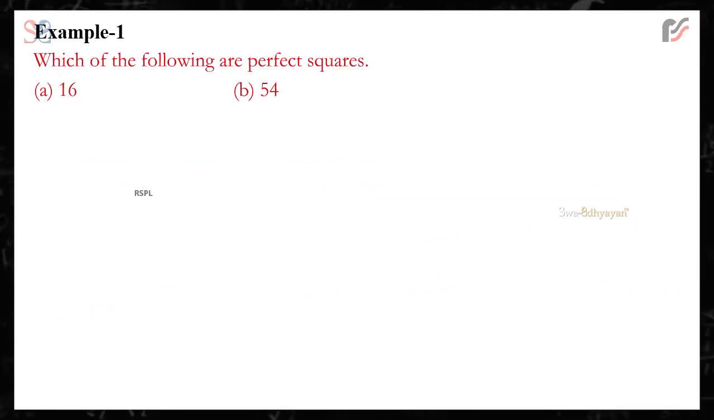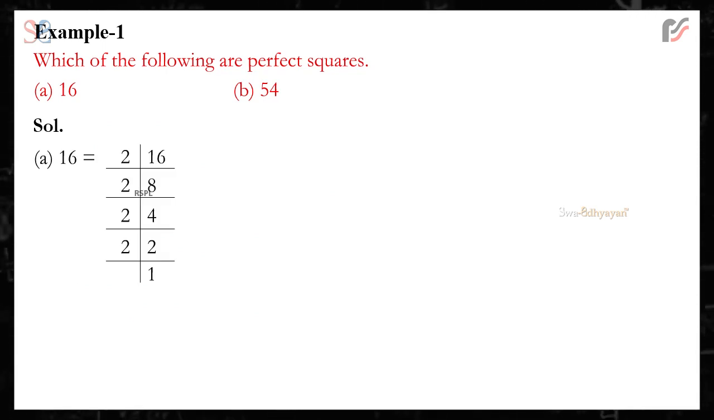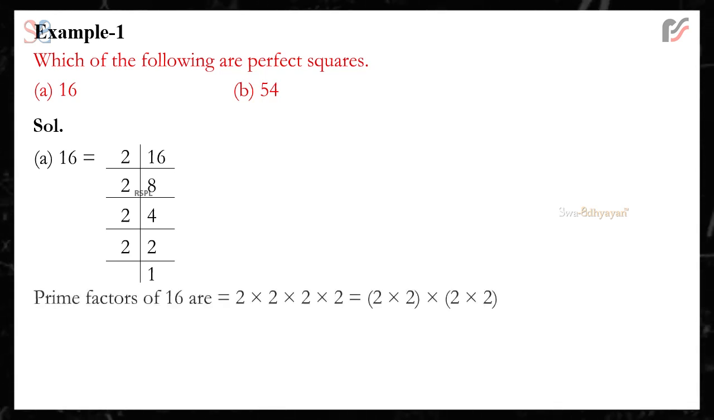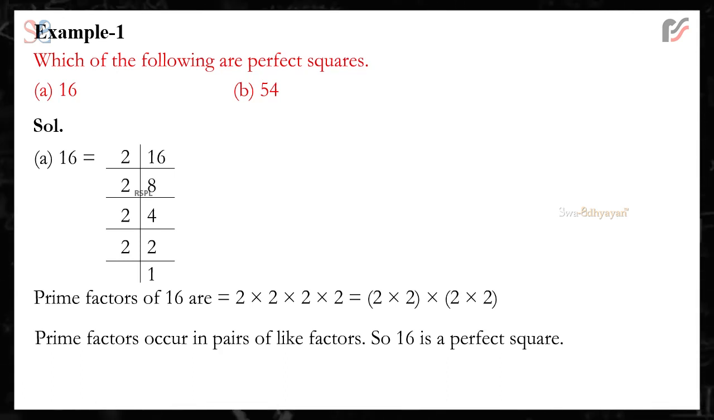Example 1. Which of the following are perfect squares? A. 16, B. 54. Solution. A. 16 is equal to, dividing 16 by 2, we get 8. Dividing 8 by 2, we get 4. Dividing 4 by 2, we get 2. Dividing 2 by 2, we get 1. Prime factors of 16 are equal to 2 multiplied by 2 multiplied by 2 multiplied by 2, which is equal to (2 multiplied by 2) multiplied by (2 multiplied by 2). Prime factors occur in pairs of like factors, so 16 is a perfect square.